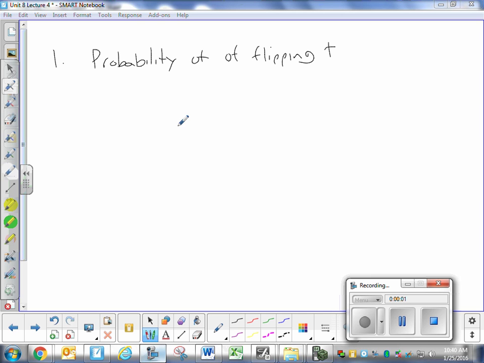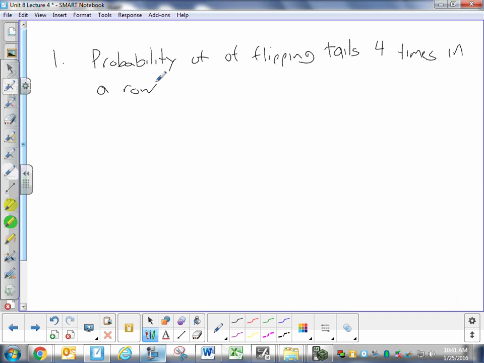Okay, first question. What is the probability of flipping a coin tails 4 times in a row? Everybody put your phones away. Who can tell me? 1 over 8? No. 1 over 16 is correct. Okay? The probability of getting a tails 4 times, right?